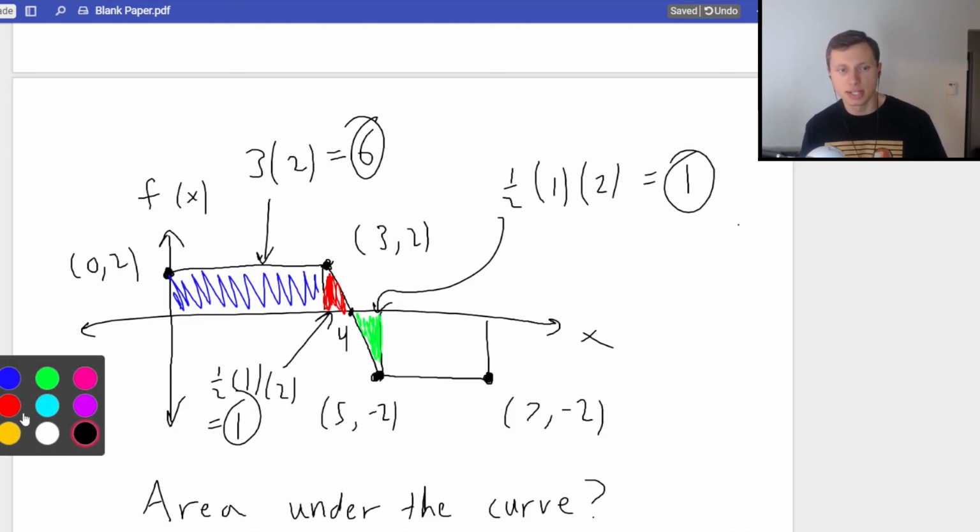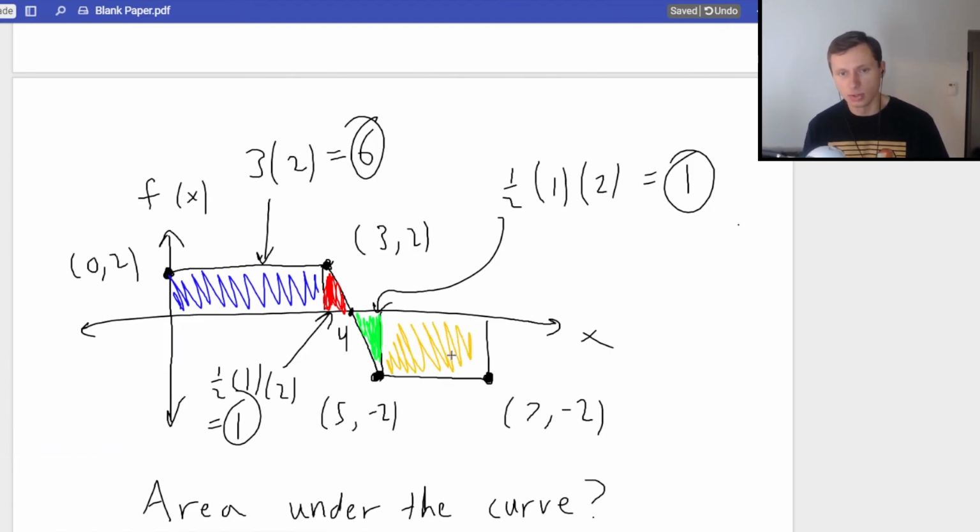Now we just need to finally find the area of this last, let's say, yellow rectangle right here. That rectangle has a base from x equals 5 to x equals 7, which is a base of 2, times a height of negative 2, which I don't care about the negative, so just keep it positive. We'll get a final area of 4.